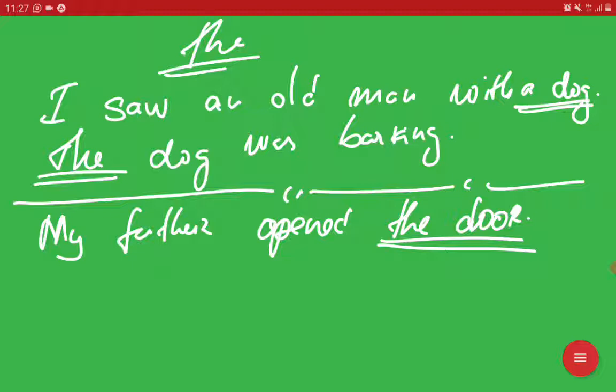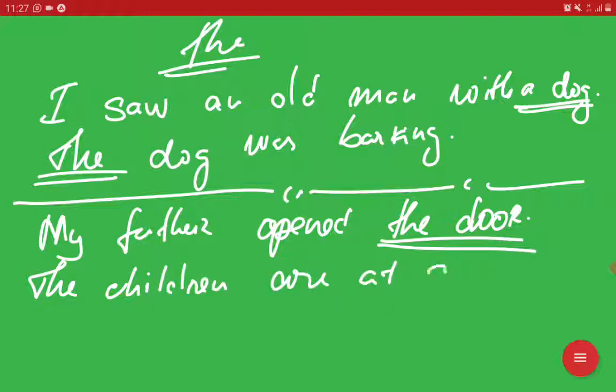Second example, I can say, the children are at school. Suppose you just arrived at my house and you see that my children are not there. You ask, where are the children? I say, well, the children are at the school. I'm here alone. So it's clear, you can understand which door my father opened, which children I'm talking about, and so on. So this is the second usage of the, when we both understand what I am referring to.